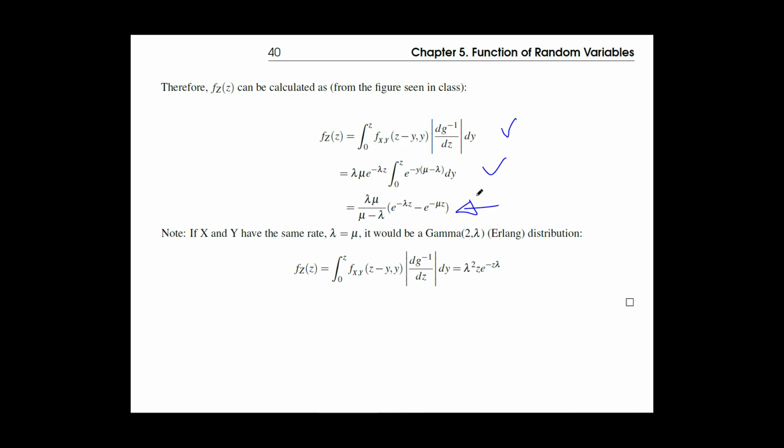Just to remind you, if x and y had the same rate, so lambda equals mu, we would obtain the gamma distribution as expected. You would have to start all over and integrate this function with lambda equals mu, and then you would find that equation, and that corresponds to the gamma distribution.